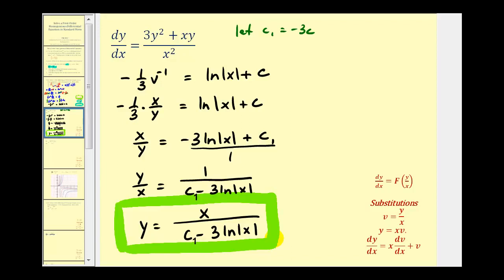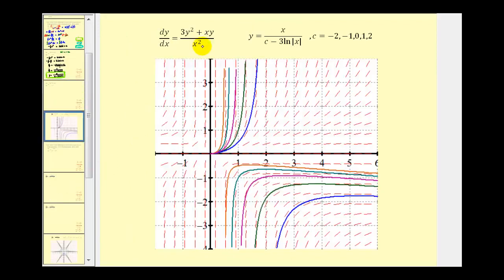Let's finish by taking a look at this graphically. The red slope field that we see here can be generated by using the original differential equation, and then here's our general solution. And what I did here was graphed several of the possible solutions with c equals negative 2, negative 1, 0, 1, and 2. So each graph below that's a different color represents one of the solutions from the family of solutions.